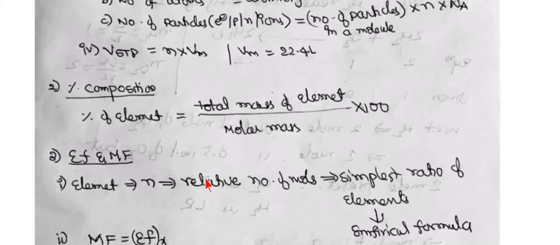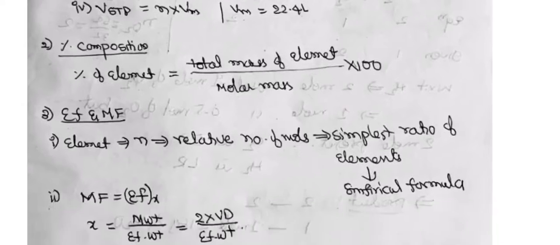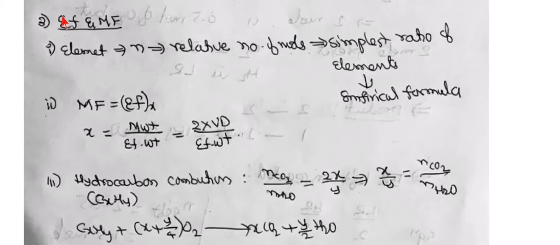Next concept is empirical formula and molecular formula. The empirical formula gives the simplest ratio of atoms, and the molecular formula gives the exact number of atoms present in the molecule. If you are taking any compound, it has different types of elements. First we have to find, for each element, the number of moles by using percentage mass by atomic mass. We will get the number of moles, and find the lowest number of moles. Using that, we divide all the numbers of moles and get the relative number of moles, and we take the simplest ratio of elements, which gives the empirical formula.